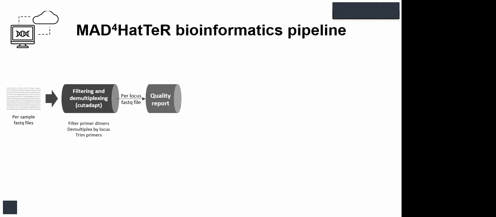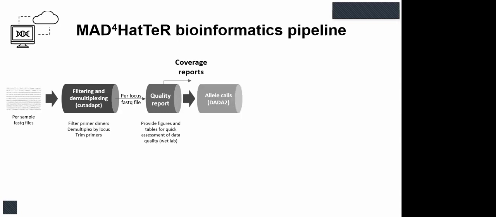After that, we use per locus filtering to look at the quality reports. These quality reports are mainly coverage reports, and they provide figures and tables for quick assessment of data quality, most especially to make decisions in the wet lab, as we shall see later.